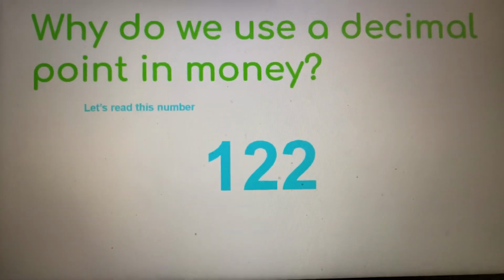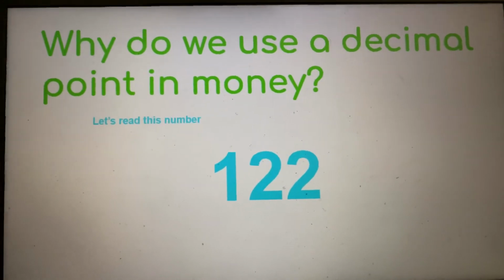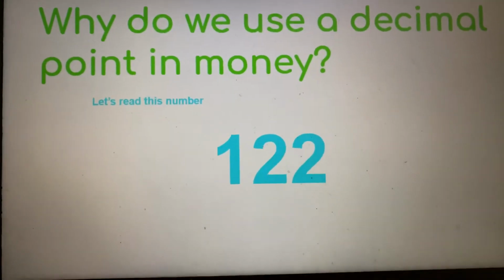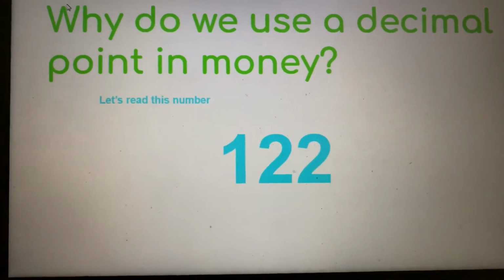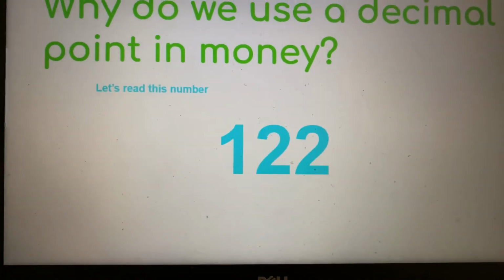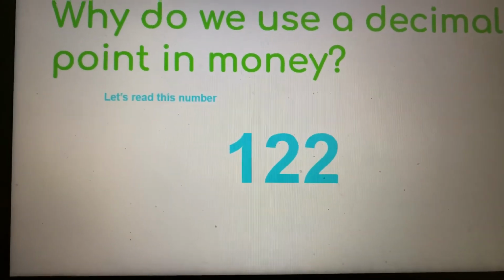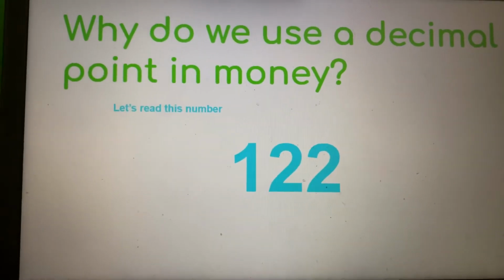All right, now here's another reason why. Why do we use decimal point in money? Well, let's read this number. This is 122. That could be 122 of anything. Again, it could be 102 apples. It could be 102 bananas.